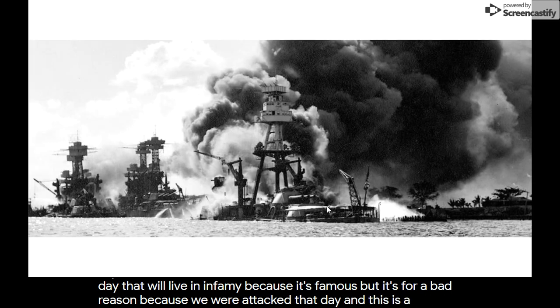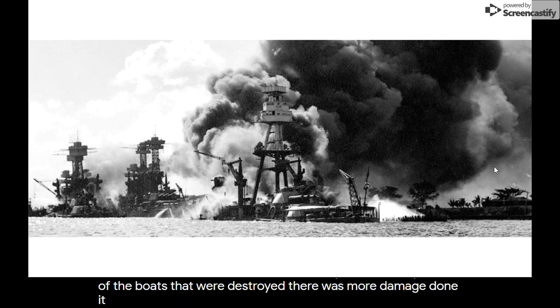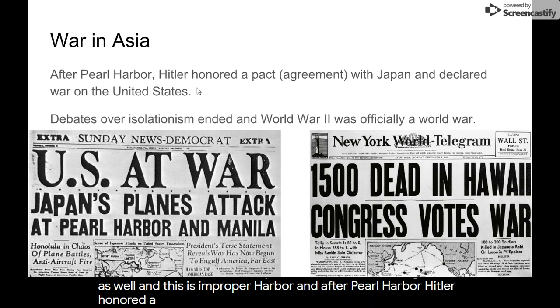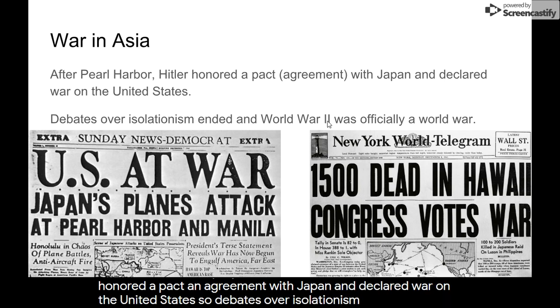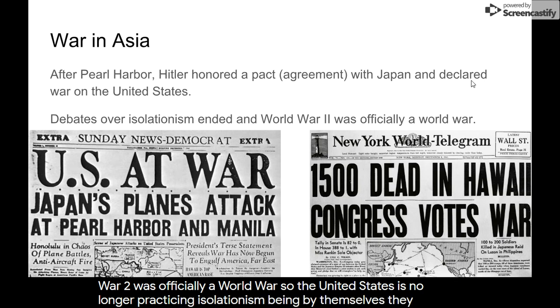And this is a picture of the boats that were destroyed. There was more damage done as well. And this is in Pearl Harbor. And after Pearl Harbor, Hitler honored a pact, an agreement with Japan, and declared war on the United States. So debates over isolationism ended, and World War II was officially a world war. So the United States is no longer practicing isolationism, being by themselves. They officially joined the war.